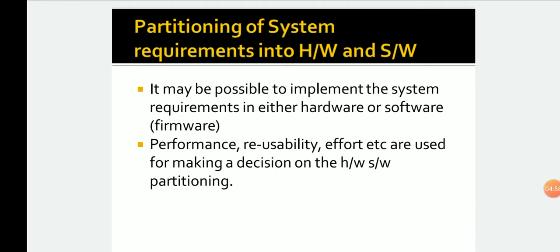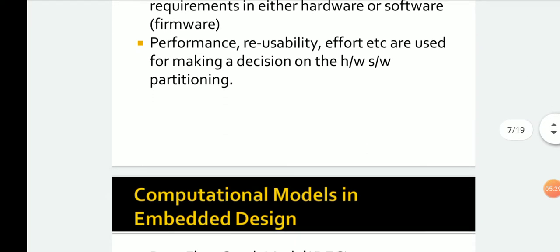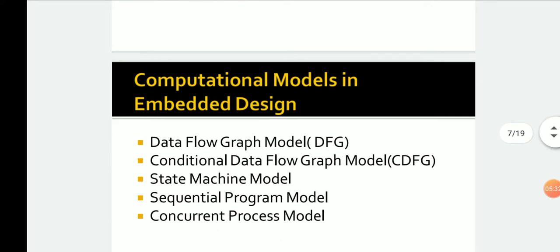So as I said before, there will be system requirements to make a product, so we have to partition this into hardware and software. It may be possible to implement the system requirements in either hardware or software. So we can implement the requirements in hardware and software according to our need. Software is firmware, and performance, reusability, effort, etc. are used for making a decision on the hardware software partitioning. So in hardware software partitioning, performance, reusability, effort, etc. are the main factors. So these are the issues of hardware software co-design.